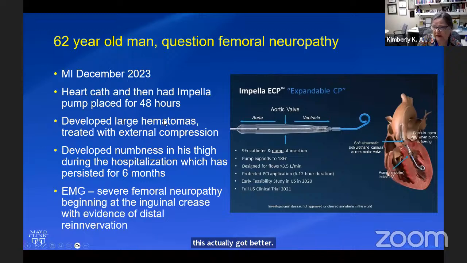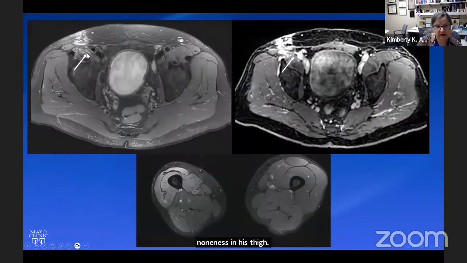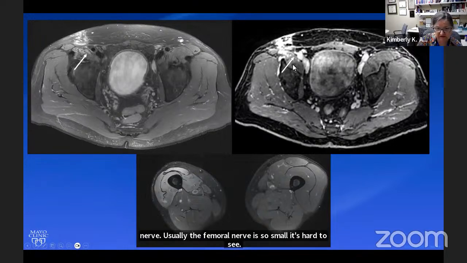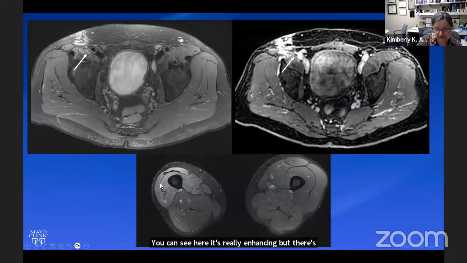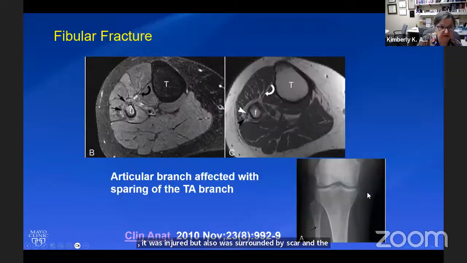Just another example. So this is a patient who had an MI in December of last year, had a heart cath, and then he had this Impella pump placed for 48 hours, which is this unique kind of heart pump. He developed large hematomas that were treated with external compression, and then he eventually developed numbness in his thigh. And so he came to us, and now we have this bright femoral nerve. Usually the femoral nerve is so small, it's hard to see. You can see here it's not really enhancing, but there's enhancing soft tissue around it. And then you can see here the denervation changes. So this femoral nerve was injured, but also was surrounded by scar, and the patient improved, again, with neurolysis. And there was some evidence that this was actually getting better.